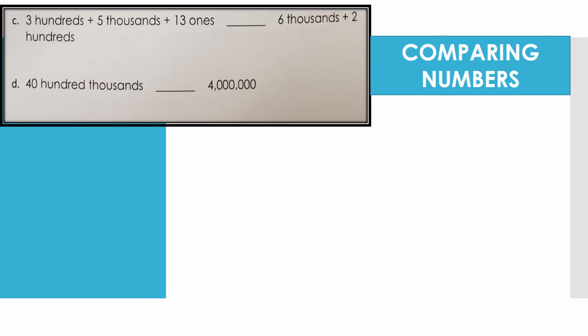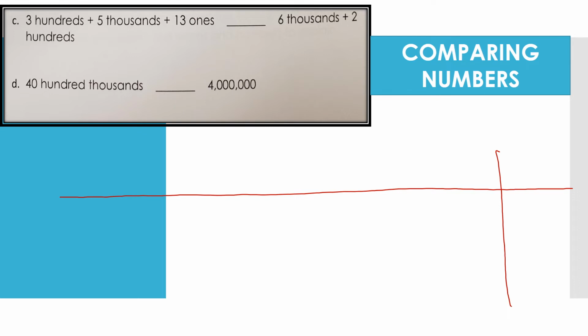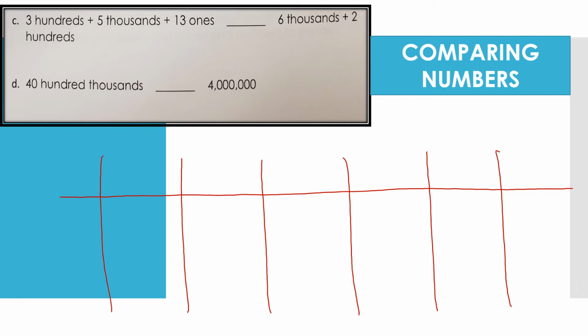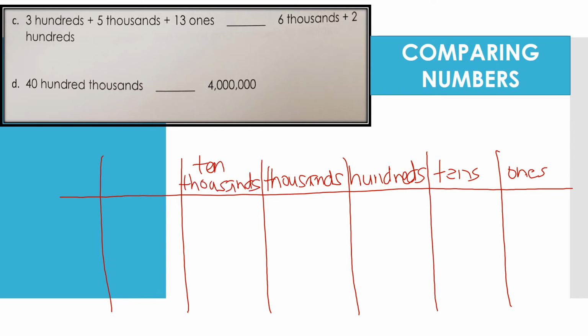All right, so let's take a look at C and D now, and this one's a little bit different. So I'm going to go ahead and draw a place value chart on here. On your paper, you should be doing the same as me. I want to make sure we get this right. Ones, tens, hundreds, thousands, 10,000s, hundred thousands.